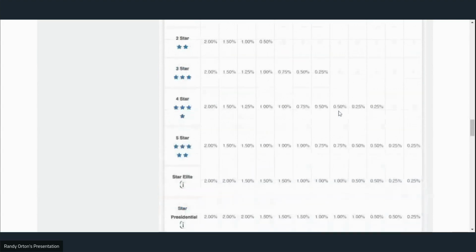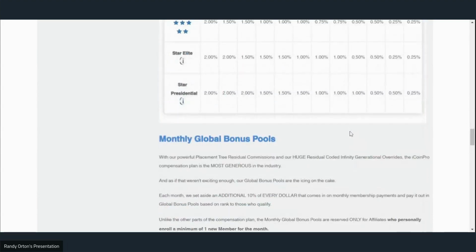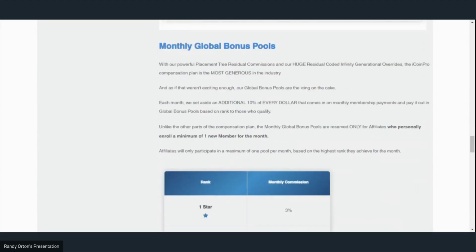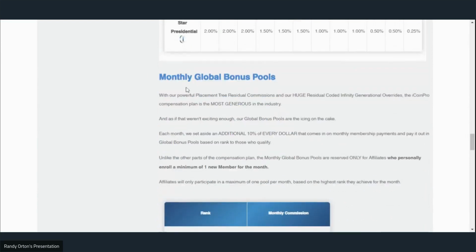Infinite levels. This is you paid for people you'd never met, never going to meet, way down the line. That's why it makes us so lucrative. And then with the monthly global bonus pools, powerful placement tree residual commissions, huge residual coded and fading generational overrides, the iCoinPro compensation plan is the most generous in the industry, and this is true.